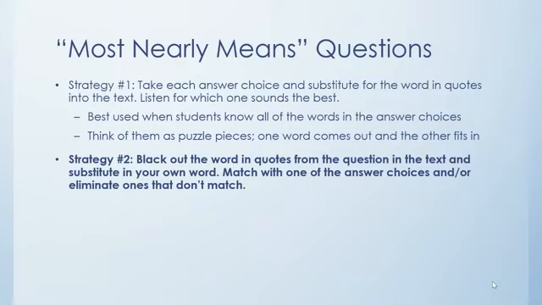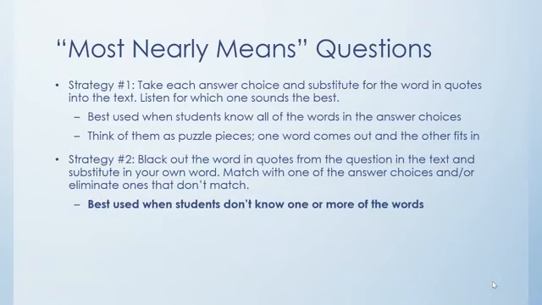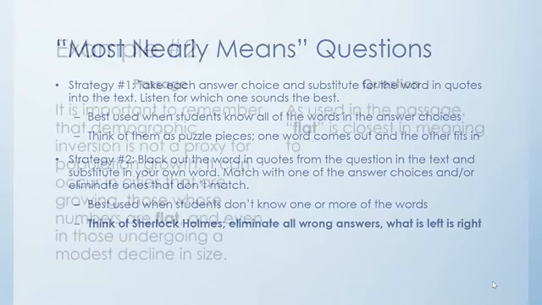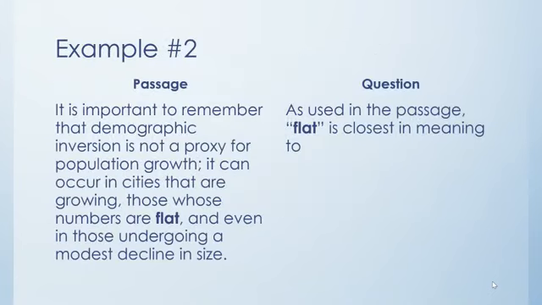Now, there's another strategy that you can use, and that's for when you do not know all of the words. Instead of taking each of the answer choices and putting them in to see which one fits the best, sometimes the best option is to black out the word in quotes from the text and substitute your own word. And then what you want to do is match, or eliminate the ones that don't match. That is usually best used when you don't know all of the words, and that's one of the things that the SAT loves.